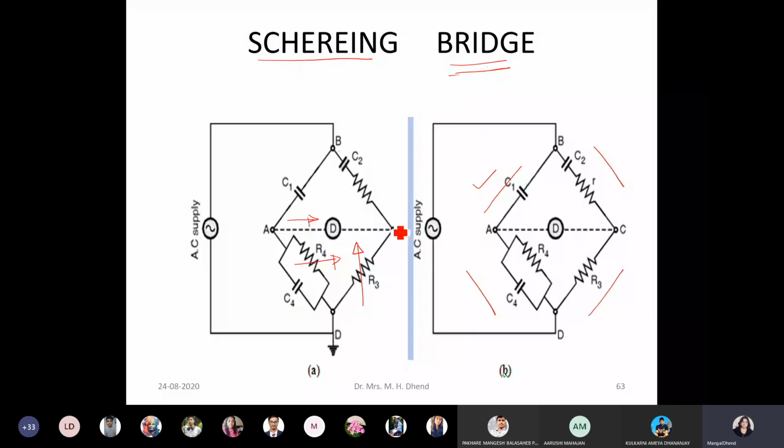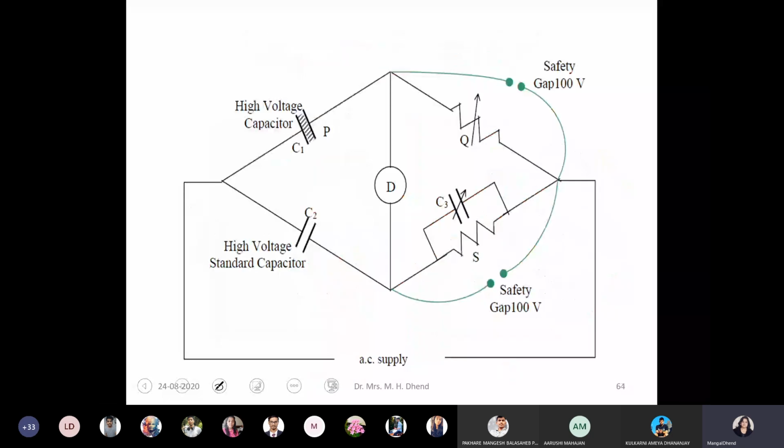What will VDC be in terms of these components? Because you know voltage is equal to I into R, you have to find out the current passing through this. So I3 into R3 will be equal to VDC. You put those voltages in and you can find out any unknown condition. So that is any bridge.